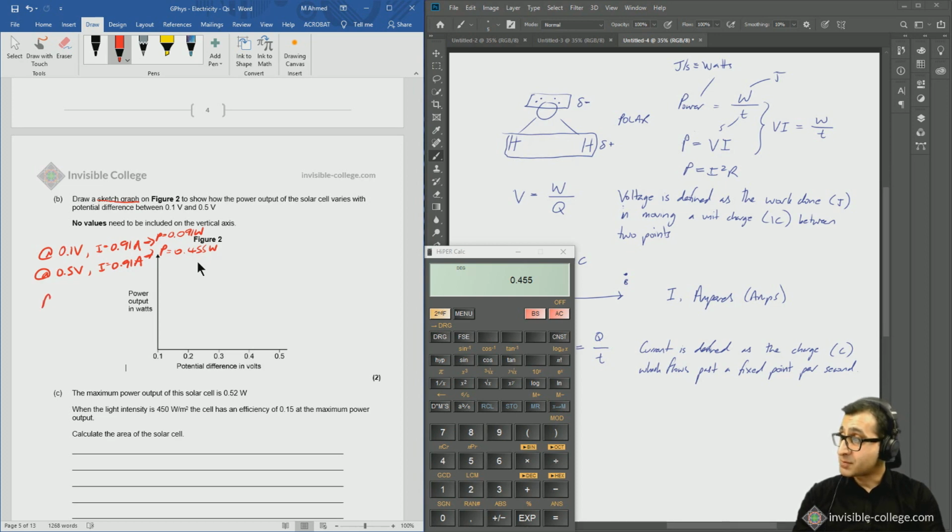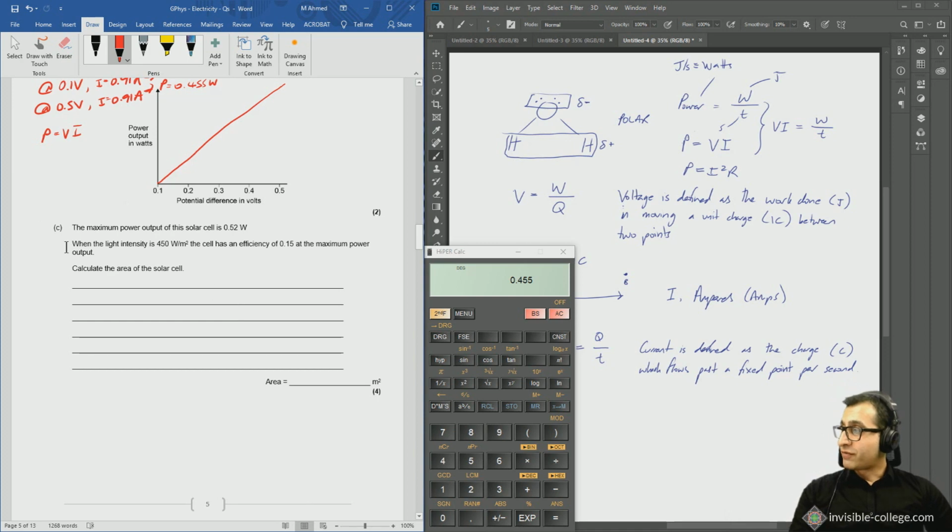Now, again, because power is equal to voltage times current, if the current remains the same and the voltage increases, then power will increase in linear proportion. So in fact, it should be a straight line that looks like this, going through the origin. I think that one tripped up quite a few of you, unfortunately.